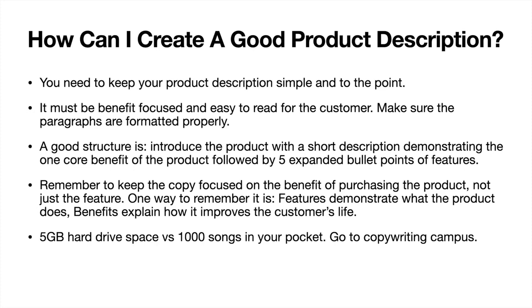Now remember to keep the copy focused on the benefit of purchasing the product and not just the features. One easy way to remember this is remembering features demonstrate what the product does and benefits explain how it improves the customer's life. So an example of this is the Apple iPod. Instead of saying, oh, this iPod has 5 gigabytes of hard drive space, it's 1,000 songs in your pocket. So 5 gigabytes of hard drive space is the feature, 1,000 songs in your pocket is the benefit. The feature demonstrates what the product does and the benefits explain how it improves the customer's life. You want to be benefit focused in your copy.